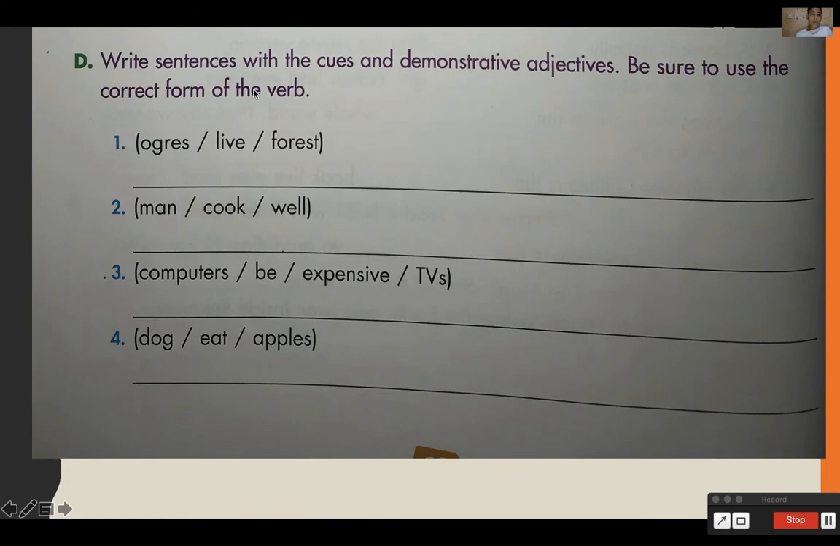Now, write sentences with each demonstrative adjective. Be sure to use the correct form of the verb, okay? Vamos a hacer oraciones con estas palabras. For example, these ogres live in the forest. Estos ogros viven en el bosque. Now you have to do the same with the other ones, okay?